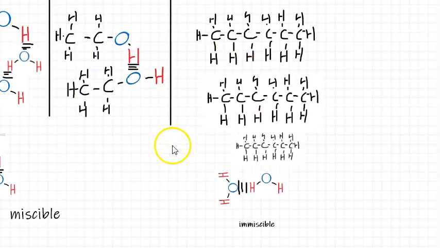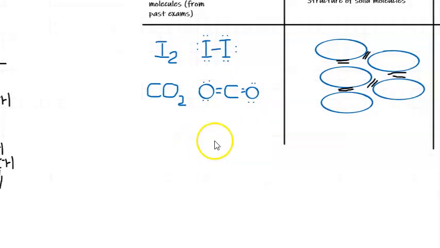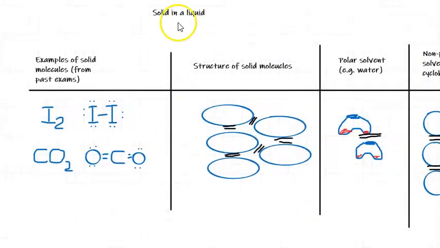So we'll move on to the solubility of solid molecules in liquids. There are two solid molecules that have been tested in exams in the past. We've got iodine, which is I2 because there are two iodine atoms in the iodine molecule. This is the Lewis structure of iodine, and carbon dioxide, which we know is a gas, but we can cool carbon dioxide down enough for it to form a solid, which is referred to as dry ice.